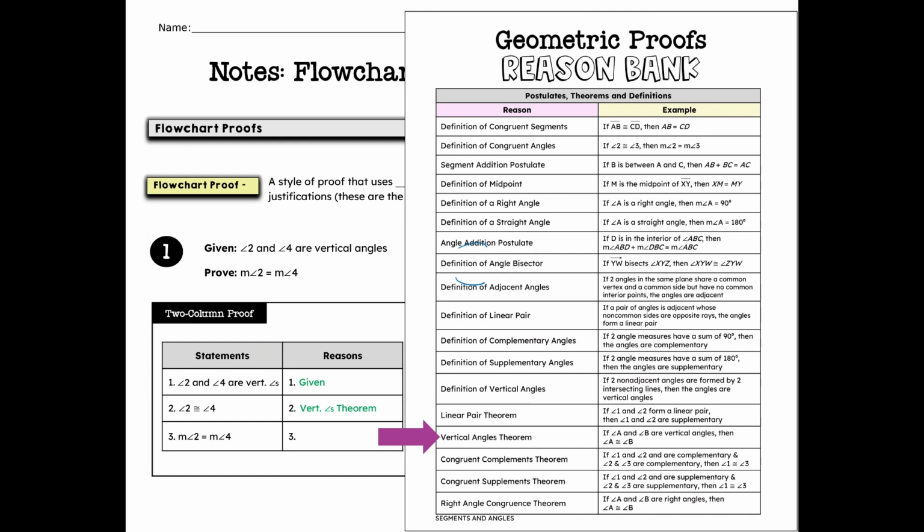So let's go to our third step. The measure of angle 2 we know is equal to the measure of angle 4 by the definition of congruent angles, and that's right up there. So if two angles are congruent, then their measures are equal.